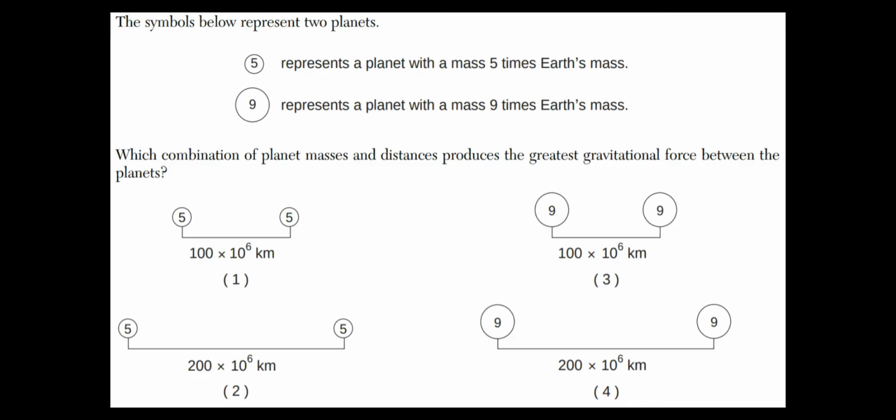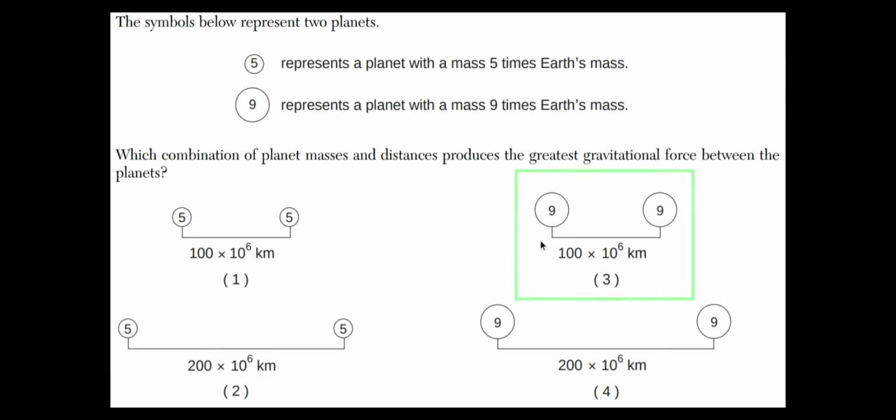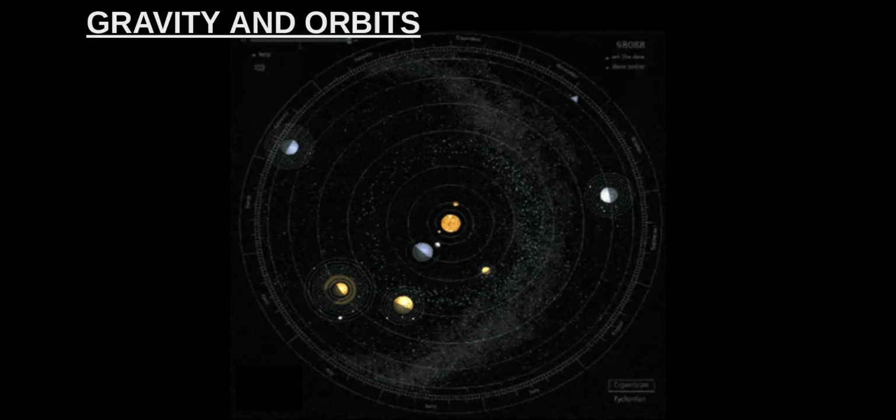Okay, so here's the way that the Regents would ask you something like this, right? They would give us two planets, one with a mass 5 times of Earth and one with a mass 9 times Earth's mass. And it wants to know which combination would create the greatest gravitational force between them. So remember, we just said bigger makes more mass. So these fives, they got to be out. So now we're between 3 and 4. Okay. And then we said the closer things are, the stronger the attraction. So which one shows the biggest planets and being closest together? Hopefully you said number 3. All right. So this is an important concept for us to understand the motions that are happening.